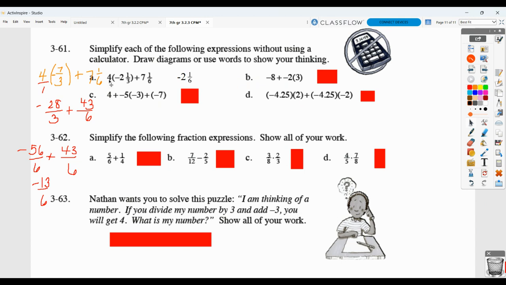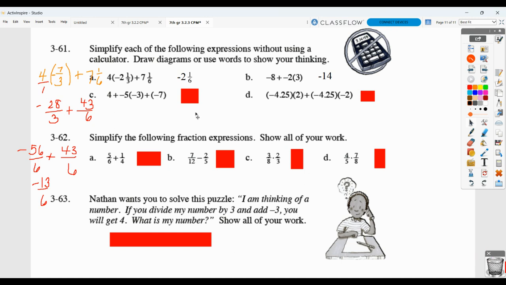So to kind of restate what I did, I changed negative 2 and 1/3 to a fraction greater than 1 and multiplied it by 4 over 1. I changed 7 and 1/6 to a fraction greater than 1. I got a common denominator. That means these had to be multiplied by 2 over 2 to get a common denominator of 6. Once I had the common denominator, then I'm looking at combining these. They're opposites, so I subtract, carry the sign of the number that has a greater pull, and then the final part was to make it into a mixed number. So that's the kind of work I'm looking for.